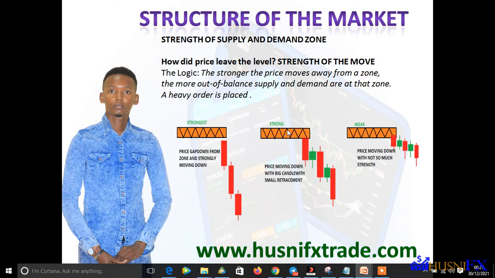strongest. And the other strongest, which is next to this, is when you see these three conditions, these candles, like these actions, you will see the price moving down with a big candle and also a small retracement. You can see there is a retracement, big candle, retracement, big candle, retracement. This is not very strong, but it is strong. So you can see weak, a price moving down with not so much strength. Candles are coming together. This is weak.